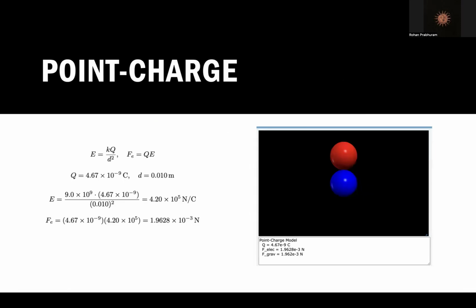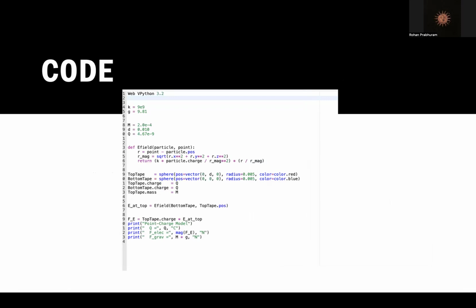In the point charge model, each tape's charge is concentrated at its center, and the field at the floating tape is given by E, which we calculate to be 4.2 times 10 to the fifth newtons per coulomb. And the force Fe is 1.9628 times 10 to the negative 3 newtons, which matches the value given by the Python model. This is my code.